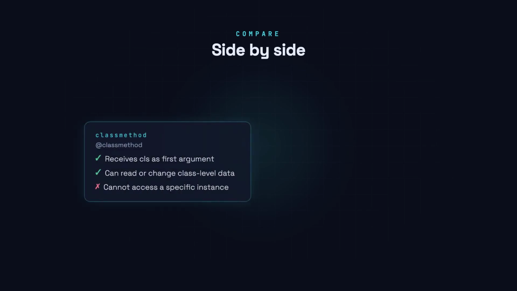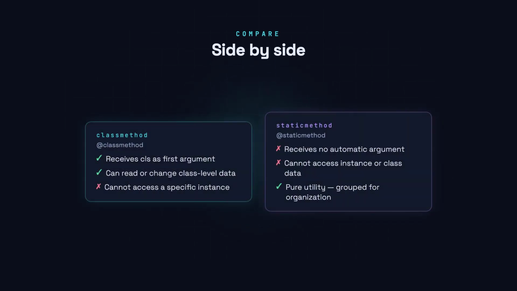A class method is linked to the class and can touch class-level data. A static method is completely independent. Python passes it nothing automatically, so it can only work with the arguments you give it directly.